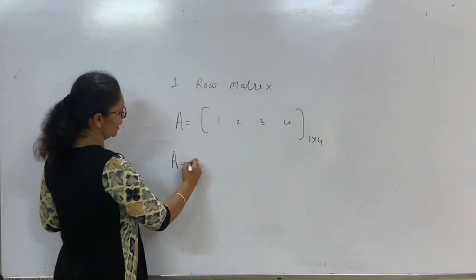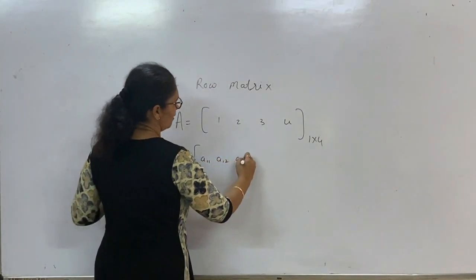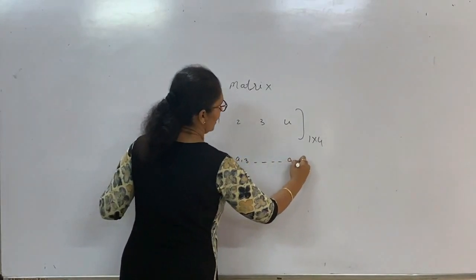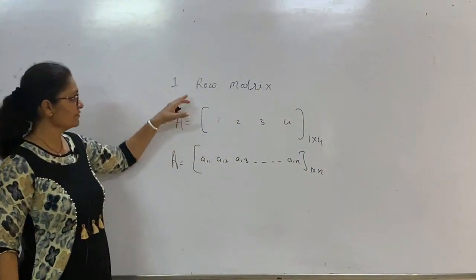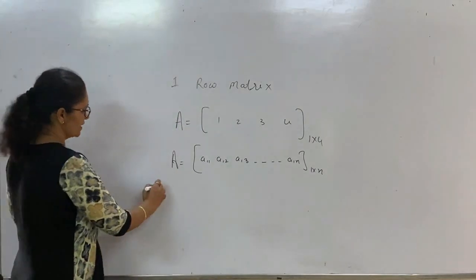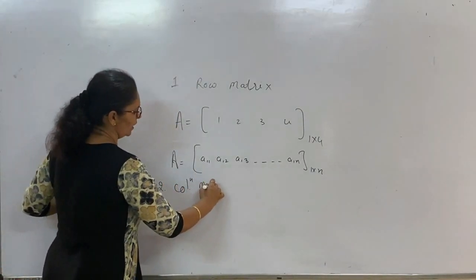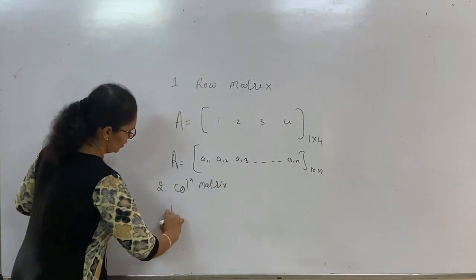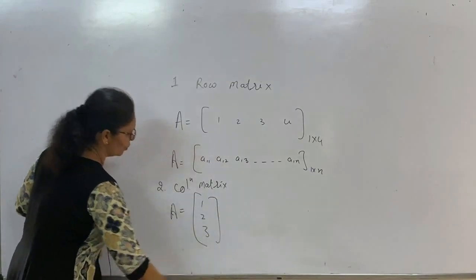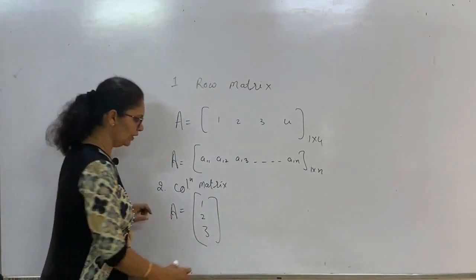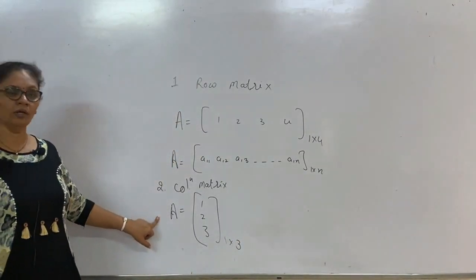In general, a row matrix can be written as A11, A12, A13 up to A1n. So this is a 1 by n matrix. This first type is the row matrix. The second type is column matrix. Column matrix means only one column is present. If I take numbers 1, 2 and 3, that is only one column and 3 rows. So this matrix is called a column matrix.